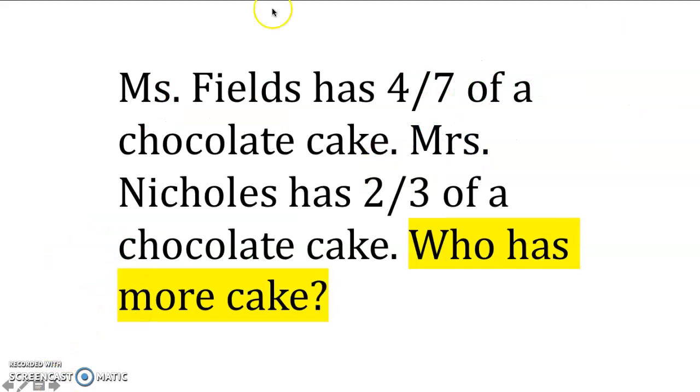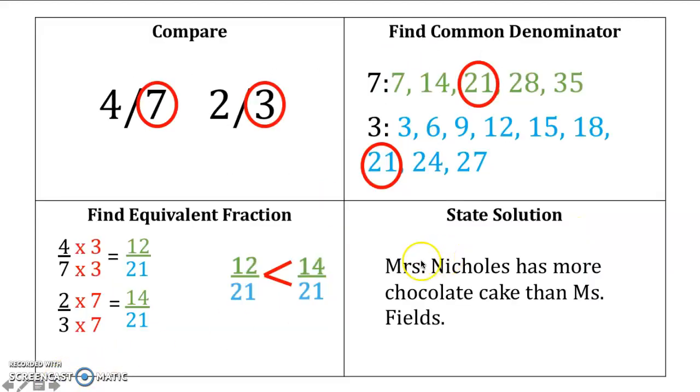That's why it's important to look back at your word problem. So I had 4/7. Miss Nichols had 2/3. Who has more cake? We know that Miss Nichols has more cake than Miss Fields because 2/3 is greater than 4/7.